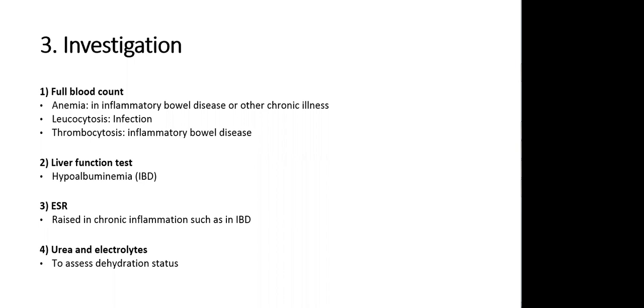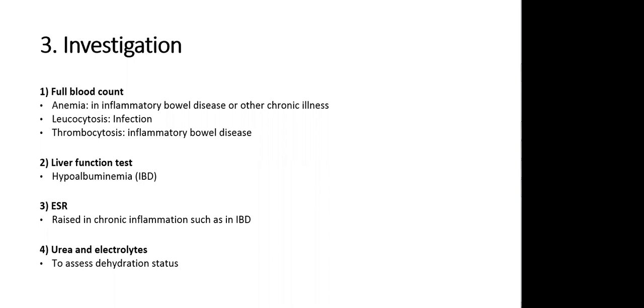So usually we start with the full blood count. Full blood count to look at anemia, Hb, anemia in IBD, any white cell count, leukocytosis suggestive of infection. Also thrombocytosis might be suggestive of IBD. Classically, I think it is due to the inflammation, or we call it reactive thrombocytosis. Apart from the FBC, we must do the liver function test to look for any hypoalbuminemia, also in IBD. IBD here, as I mentioned, is Crohn's disease and also ulcerative colitis. ESR for chronic inflammation. Urea and electrolytes to assess the dehydration status.